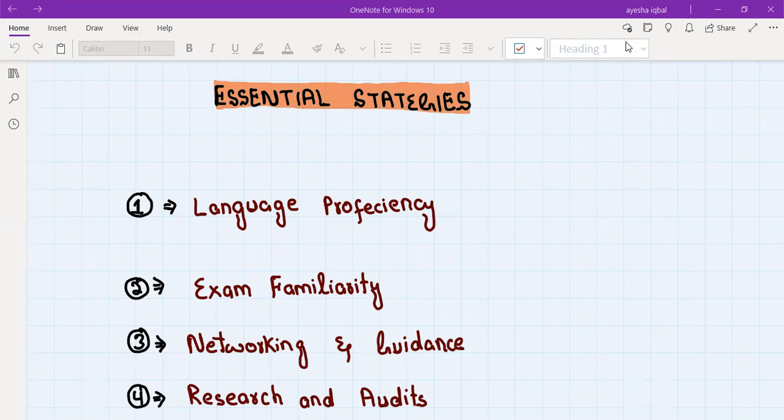Practice your listening skills by watching movies and practice your speaking skills by talking as much in English as possible, practicing with your family or maybe practicing with your friends, etc. The second thing is exam familiarity. So you should be aware of the format of the exam, okay? What this exam is all about.